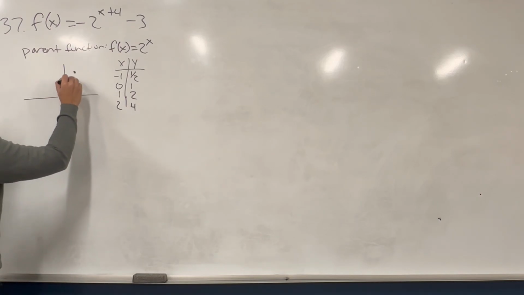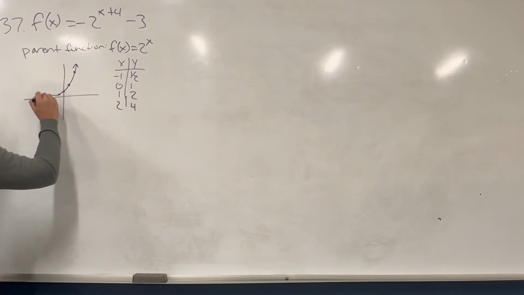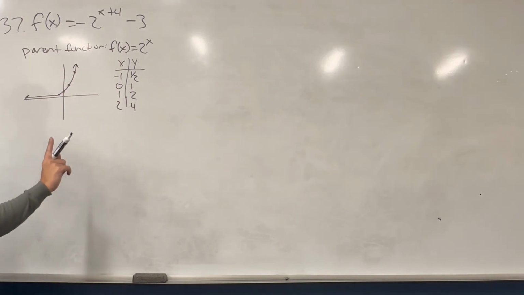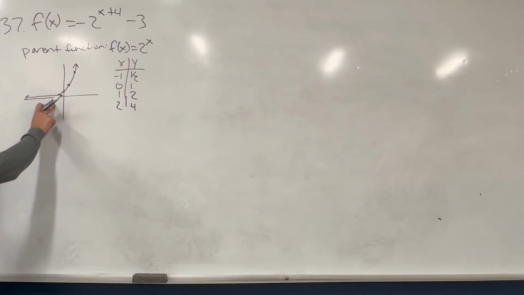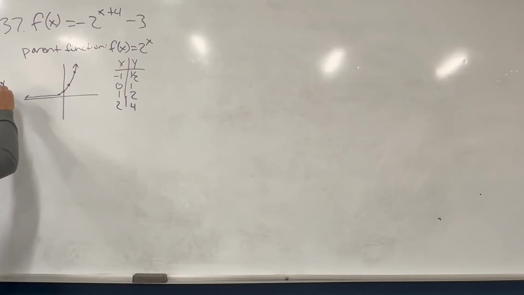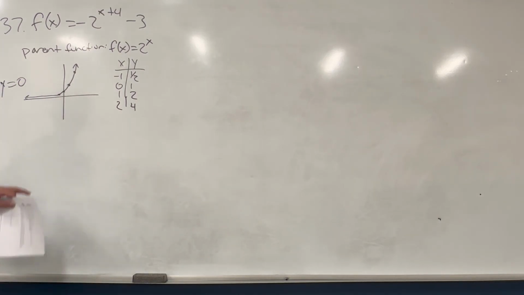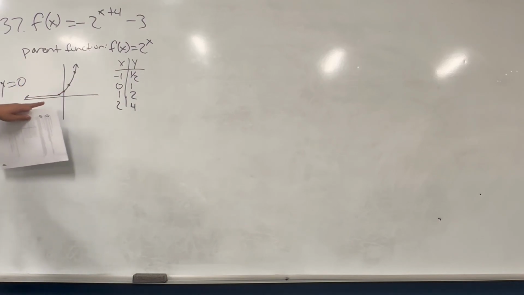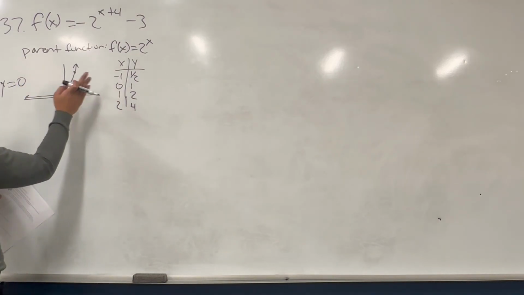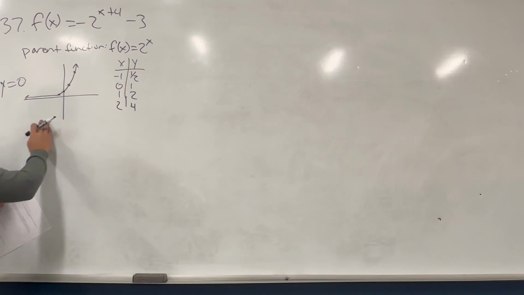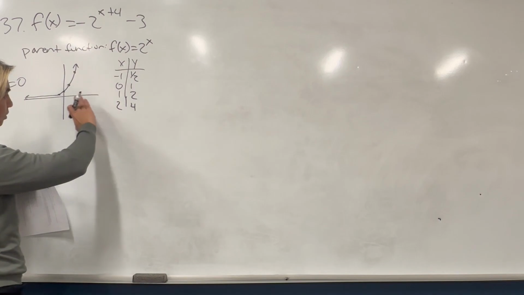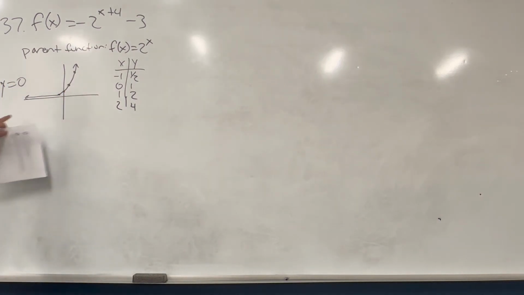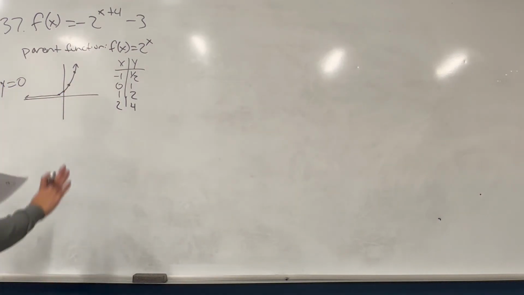So our general trend is looking something like that. But know that in these exponential graphs, there is a horizontal asymptote at 0. So y equals 0, because this graph never touches it. We can go in the infinite negative direction, like negative 100, and it's going to be a really small fraction, but it'll never touch the x-axis. Okay, so parent function done.